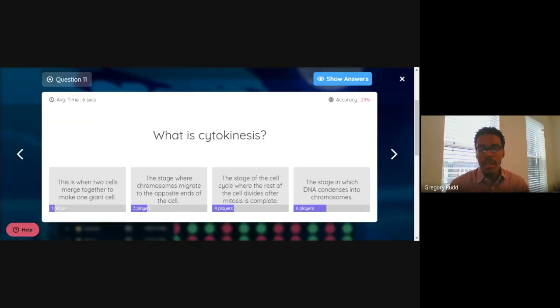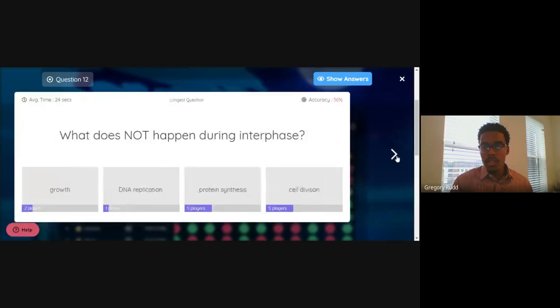But of course, we do know that cytokinesis means cell movement. Cyto means cell, kinesis means movement. Put it together, that's cell movement. So that means that there are two cells that are moving away from one another. That's what cytokinesis means. That was a tough one.